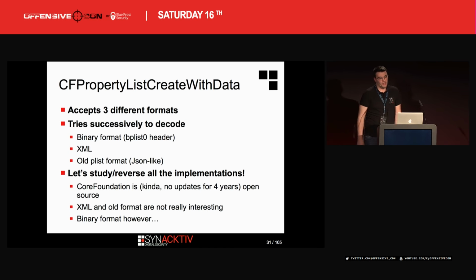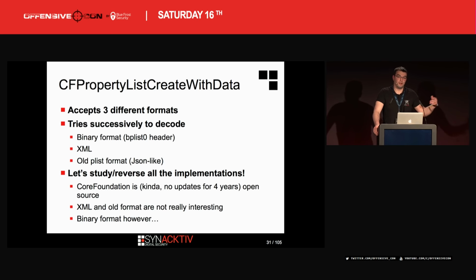Fortunately for us, Core Foundation is kind of open source. Kind of, because there was no update for 4 years, so the code changed a little bit, but the source helps a lot. And when you read the source, you find out that actually a CF property list created with data accepts 3 different formats. It first tries to decode binary format. If it doesn't work, then it tries to parse it as XML. And if it doesn't work, then it tries to parse the old plist format. For those who know it, it's a JSON-like format.